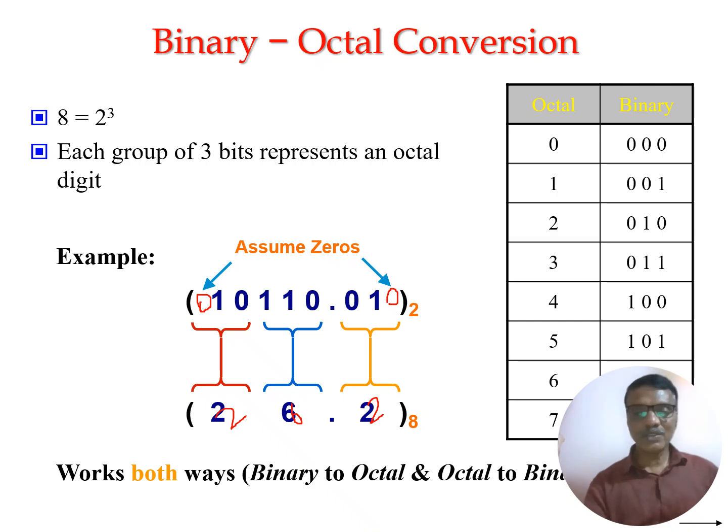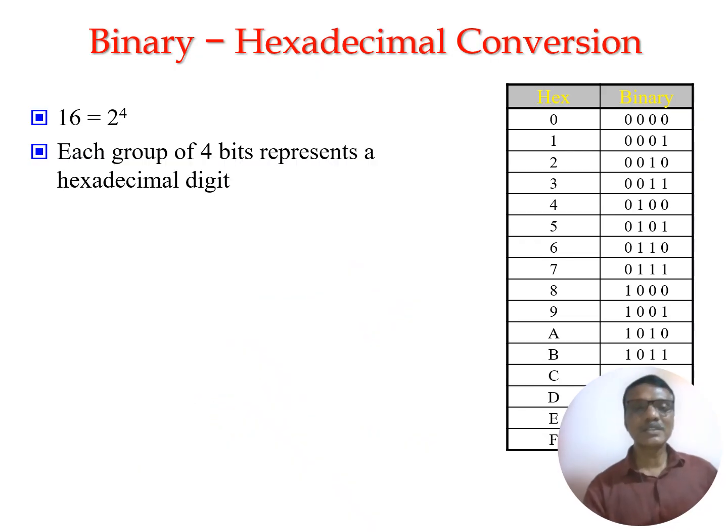In the same way, we will do octal to binary also. Okay, so next, binary to hexadecimal. So hexadecimal means 16, that is 2 power 4. So we need to represent it as 4 bits. Each hexa value is represented as 4 bits. You see, octal we have to represent in group of 3 bits. Here group of 4 bits. You keep it in mind.